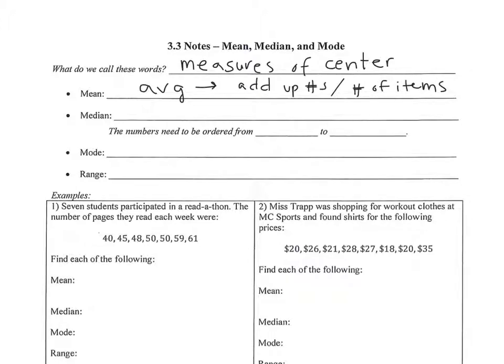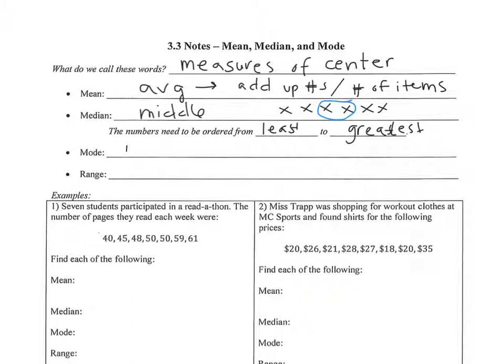The median is the middle number when the numbers are ordered from least to greatest. So first you have to line up the numbers. And if there's two numbers in the middle, so let's say you have 6 pieces of data, then you average them. So you add these 2 numbers up and then divide by 2.